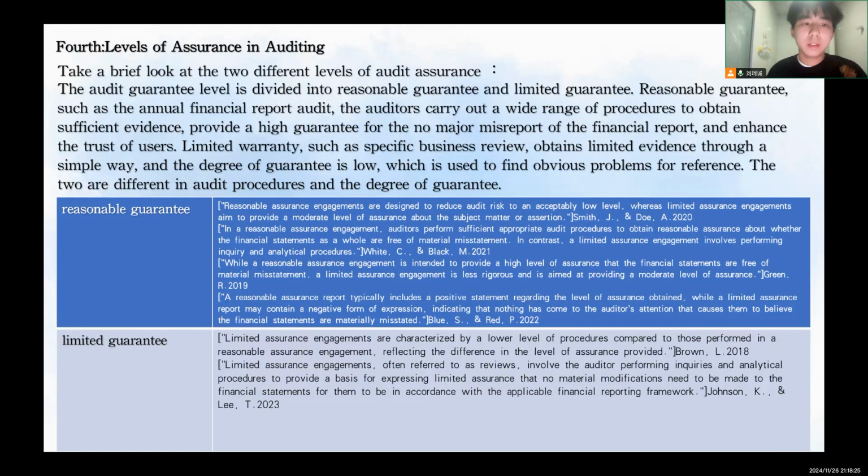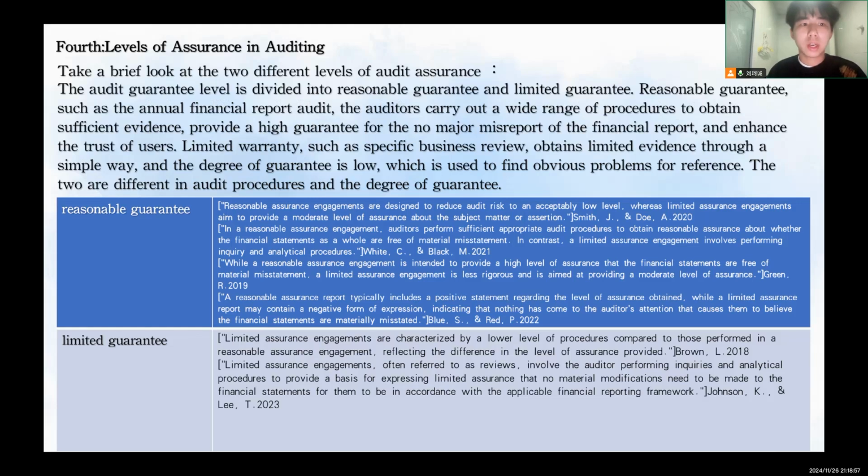And the fourth is the auditing assurance levels. The auditing assurance level is divided into reasonable assurance and limited assurance. Reasonable assurance, such as the annual financial report audits, where the auditors perform intensive procedures to obtain sufficient evidence to provide high assurance that the financial reports are free of material misstatements and enhance user trust.